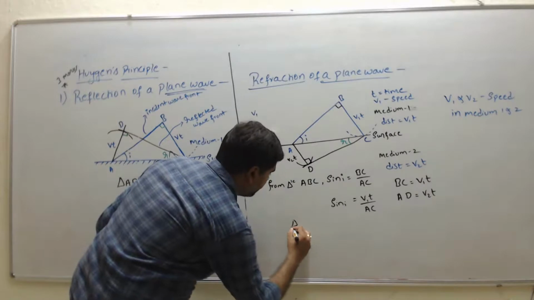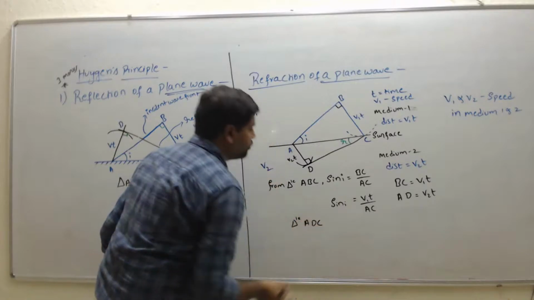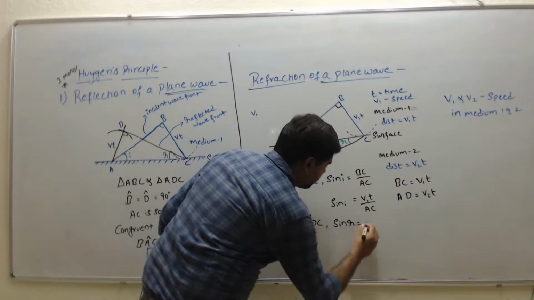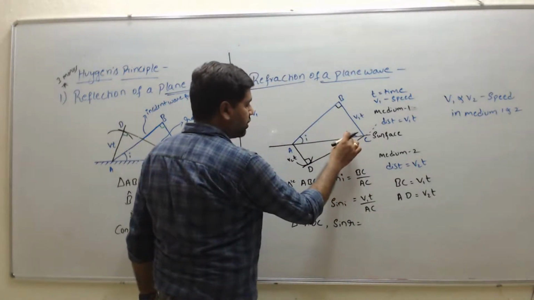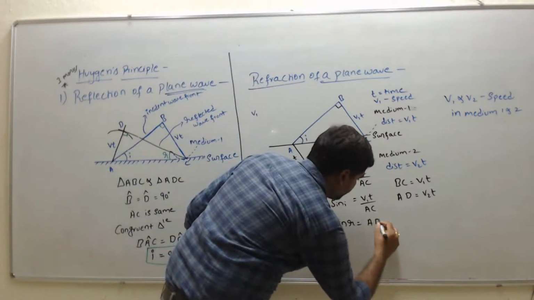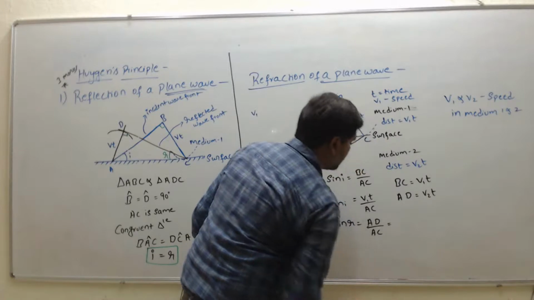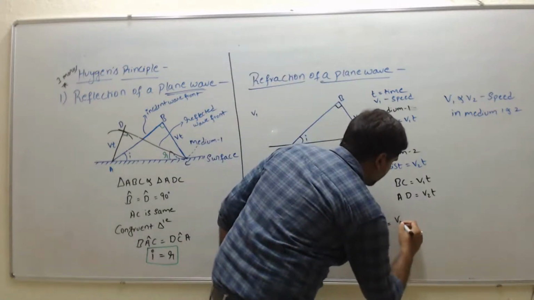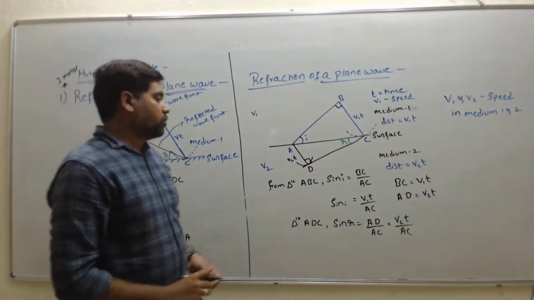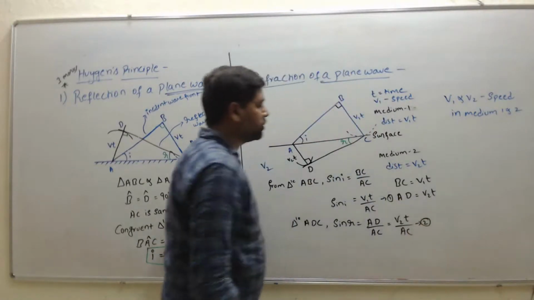So from triangle ADC, these two are the right angle triangles. Then we have angle R. So this is the sine R. Sine R is equal to opposite side by hypotenuse side. So opposite is AD and the hypotenuse is AC. So this can be written as, we know the value of AD, that is V2T divided by AC, right? So sine I is written as equation 1 and sine R as equation 2.